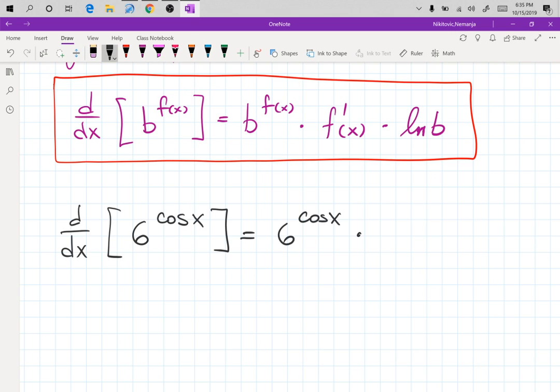Then the derivative of the exponent, derivative of cosine is? Negative. Oh, you guys should have a choir going. And ln 6. Good. That's it. Move on with our life.